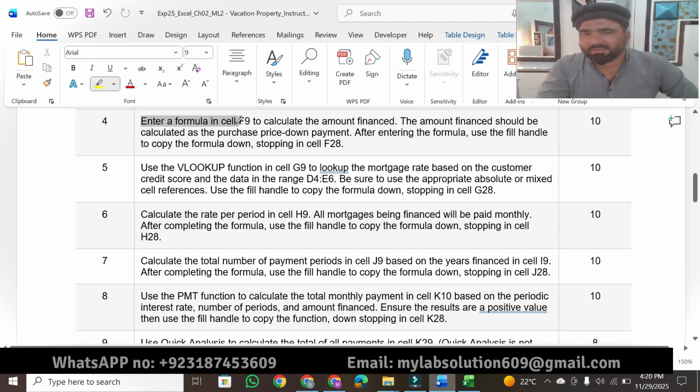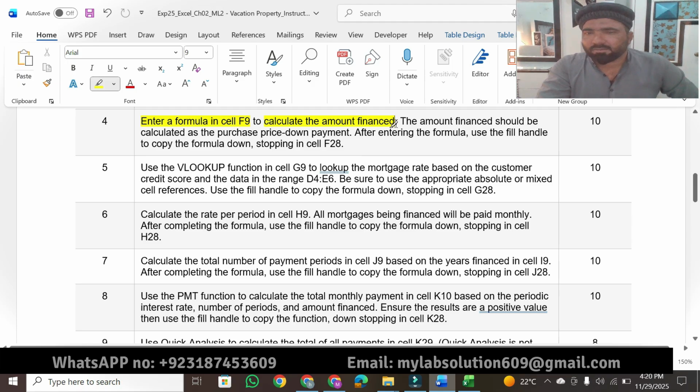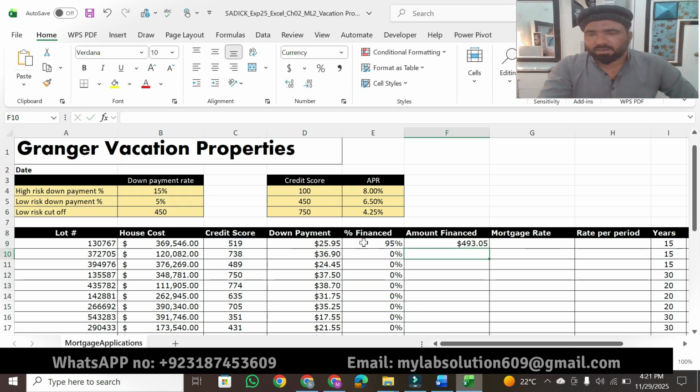Enter a formula in cell F9 to calculate amount finance. Now we have to put the formula there. What formula do we have to use? The amount finance should be calculated as purchase price minus down payment. So now here we use the purchase price, this one, minus the down payment, this one.